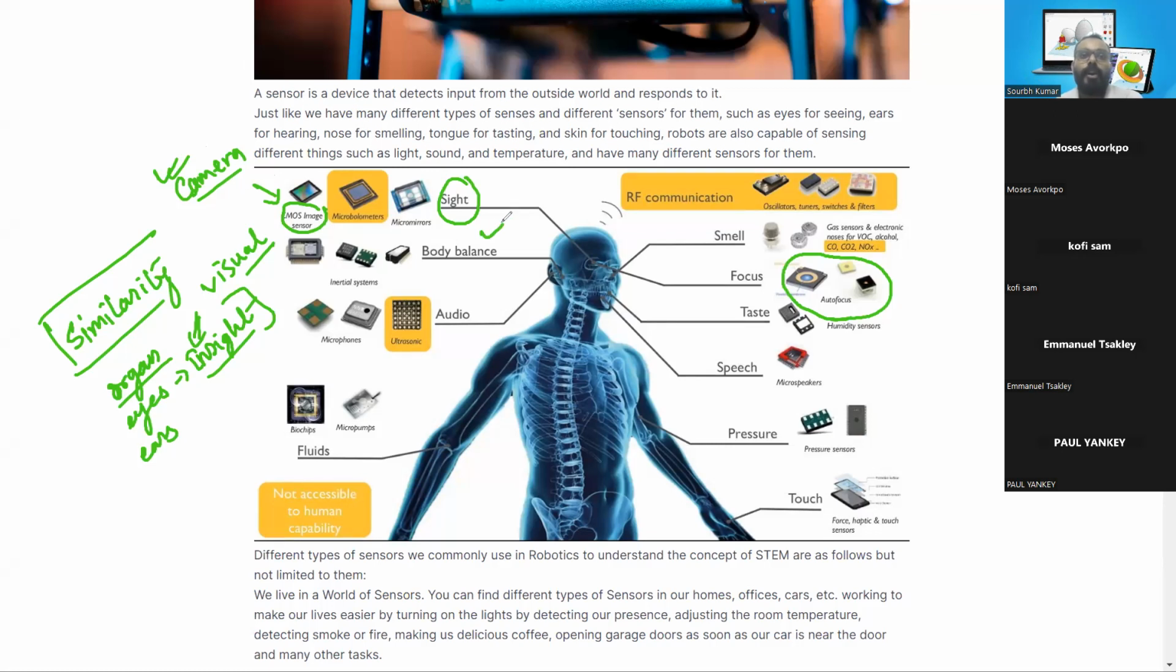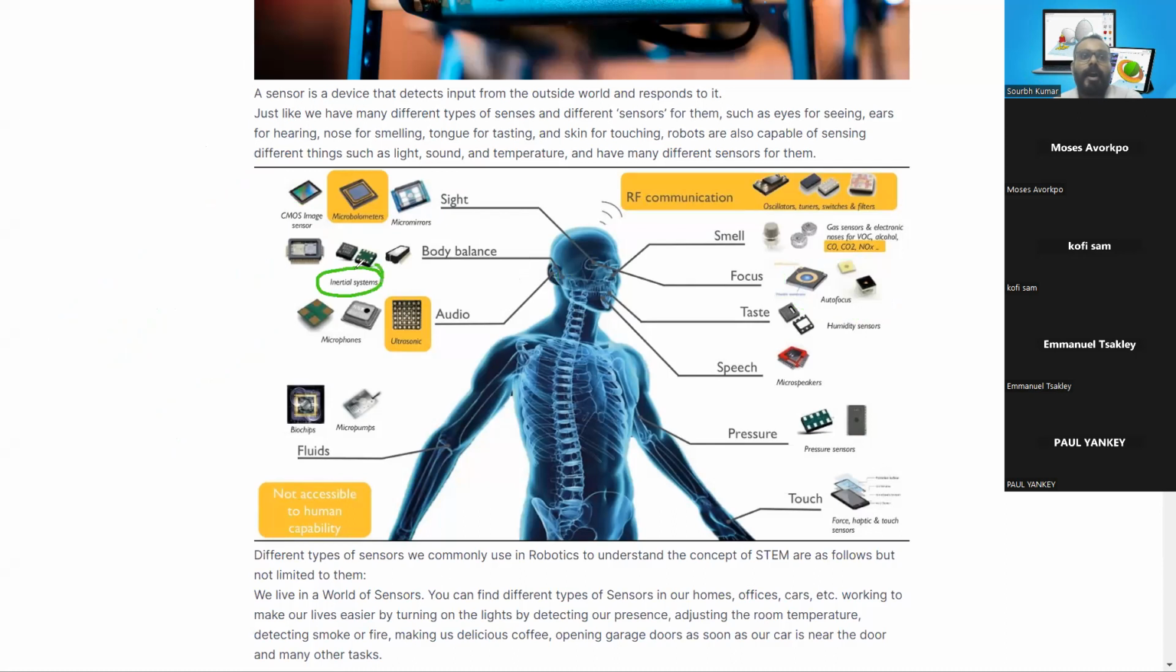For body balance, the part responsible is the cerebellum. The cerebellum helps us maintain body balance, and in a robotic structure what we have is the inertial system. The inertial system is so common that you will find it in almost every mobile phone you utilize. The inertial system is composed of two things: the accelerometer and the gyroscope.